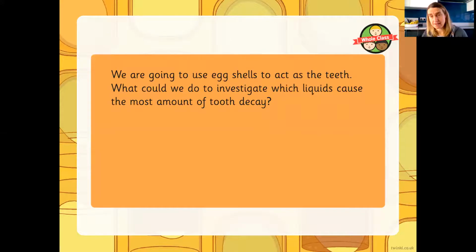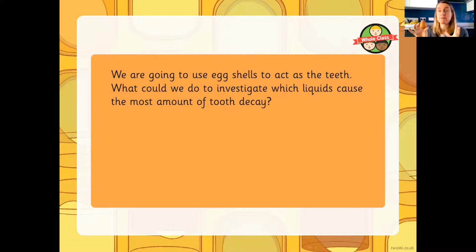Right, have a think now. We're not going to get teeth today, I'm afraid. We're not going to rip teeth out of people and start putting those in the liquids. We're actually going to use eggs. The eggshell is going to act like the enamel on the teeth, okay? And these are hard-boiled eggs because we don't want the eggs to splurge out.